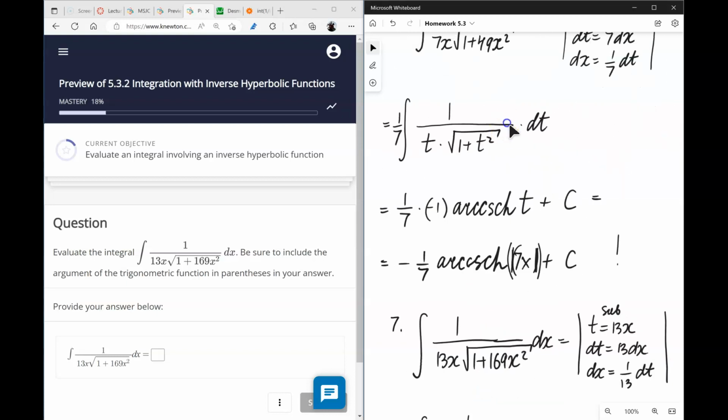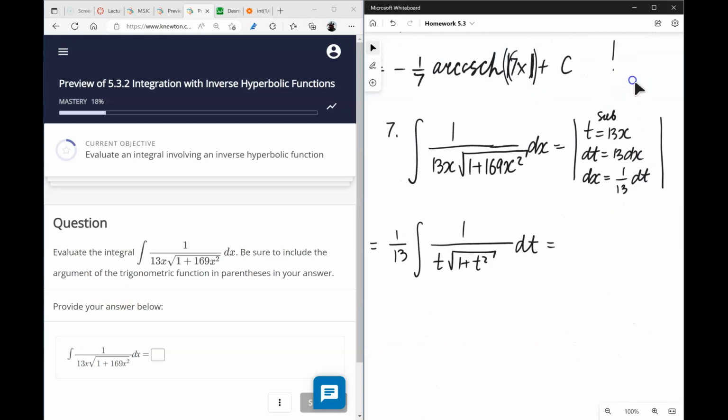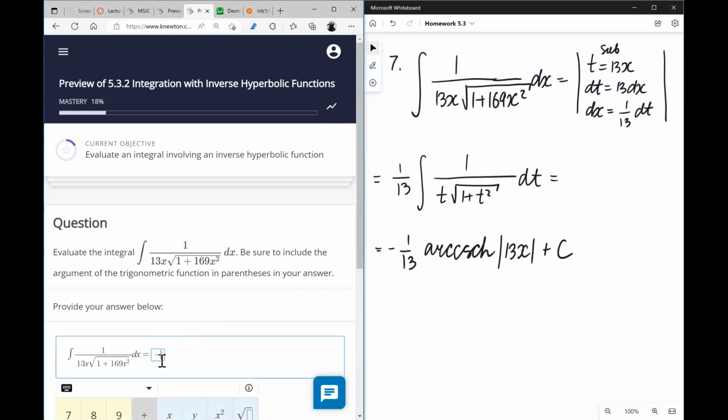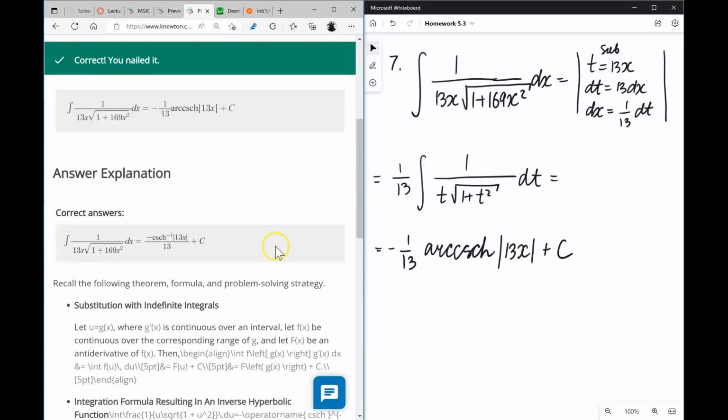And I'm curious, is it the same one? It's actually pretty much the same thing, right? So this time we're not going to make the same mistake. So the answer is negative 1 over 13 arc cosecant of absolute value of 13x plus c would be the right answer. Let's see if it likes it. Yeah.